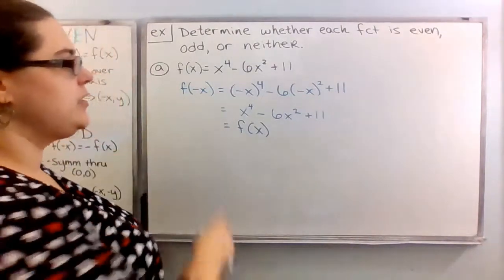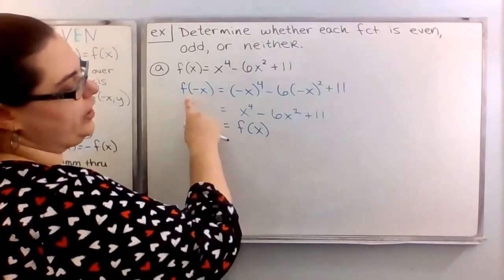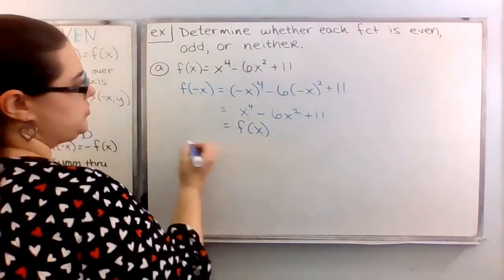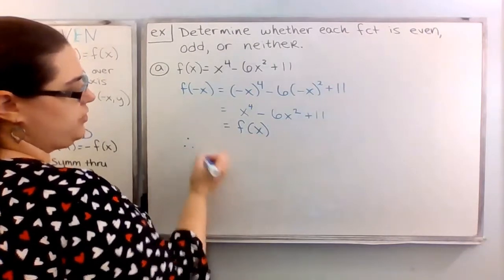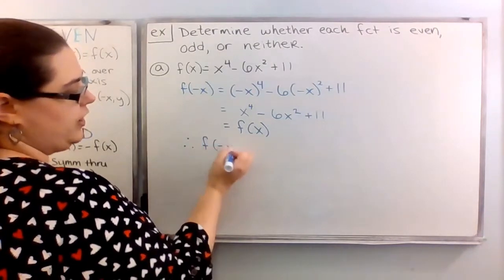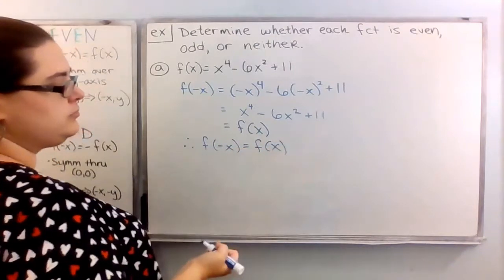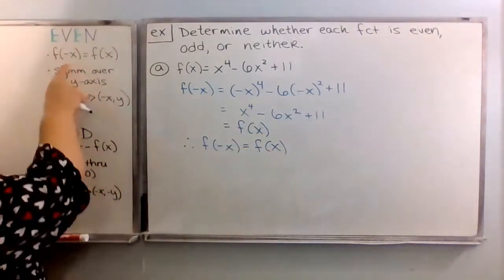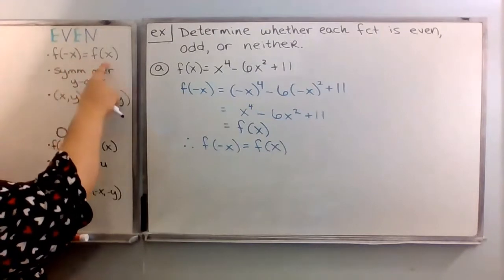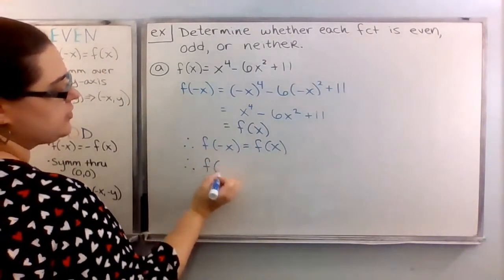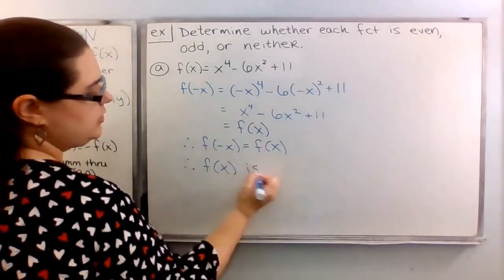In this case, what this is saying is that f of negative x is equal to f of x. So we would say, therefore, these three dots are therefore, f of negative x is equal to f of x. Now this means that we have an even function. So we can conclude, therefore, f of x is even.